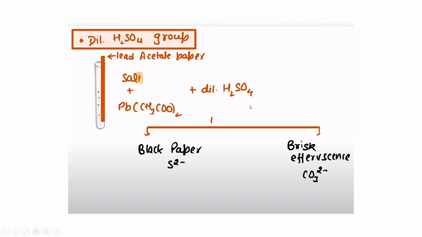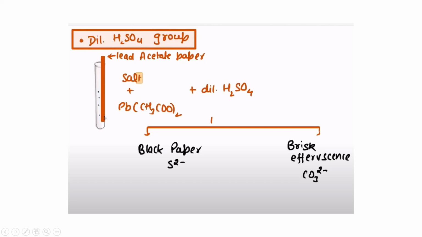So we have to prepare a lead acetate paper. Lead acetate paper is nothing but: take a pinch of lead acetate salt, dissolve it in water, and tear a piece of filter paper like this and dip the filter paper in the lead acetate solution. Then it is called a lead acetate paper. Put that lead acetate paper in a test tube and add salt plus dilute H2SO4.